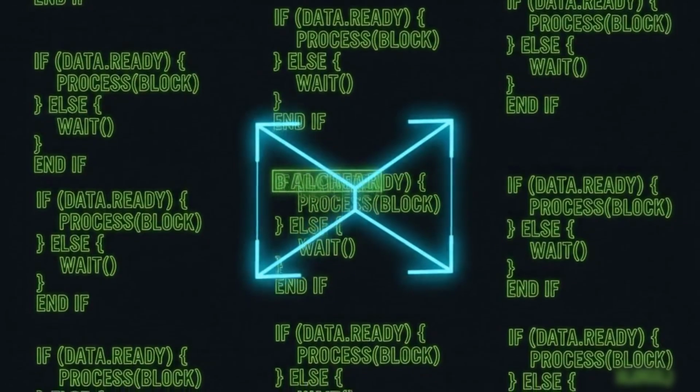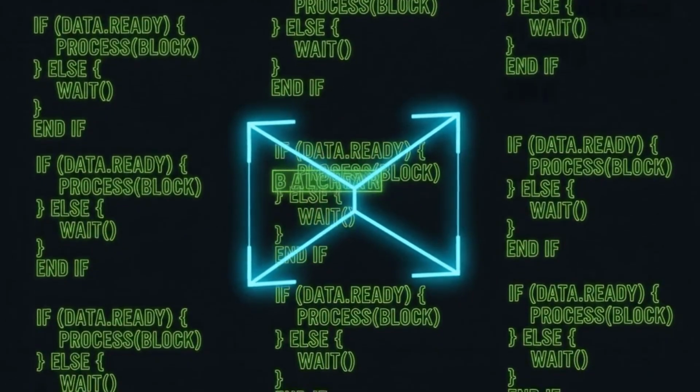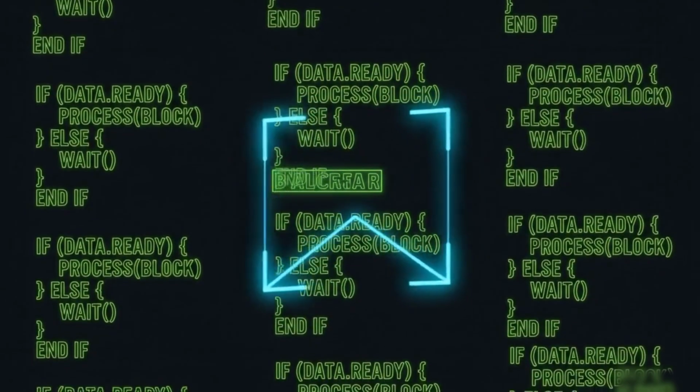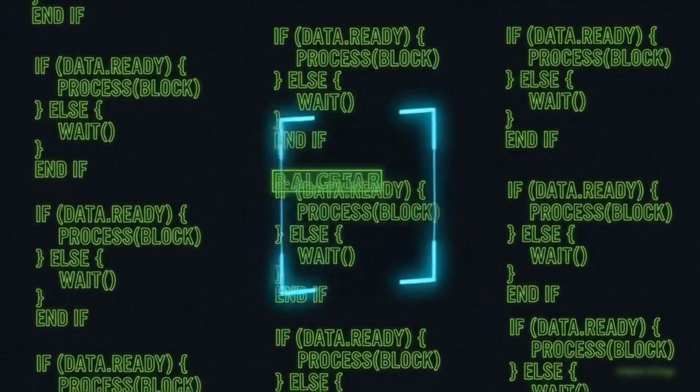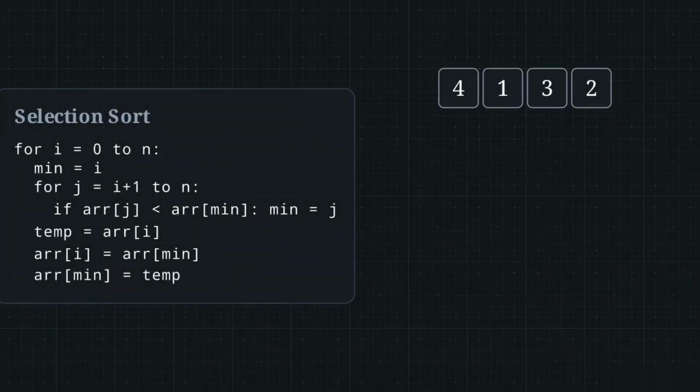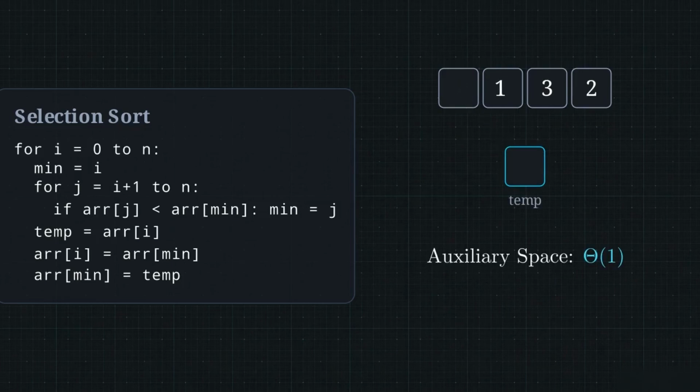This exposes a critical flaw. The algorithm is blind to the data. It cannot recognize a sorted sequence or break its loop early. While the time complexity is rigid, we must also measure its space complexity, how much active memory the algorithm demands to do its job. Checking the code, we see it relies on a single temporary variable to handle the swaps. Because the extra memory requirement remains constant, selection sort operates entirely in place.